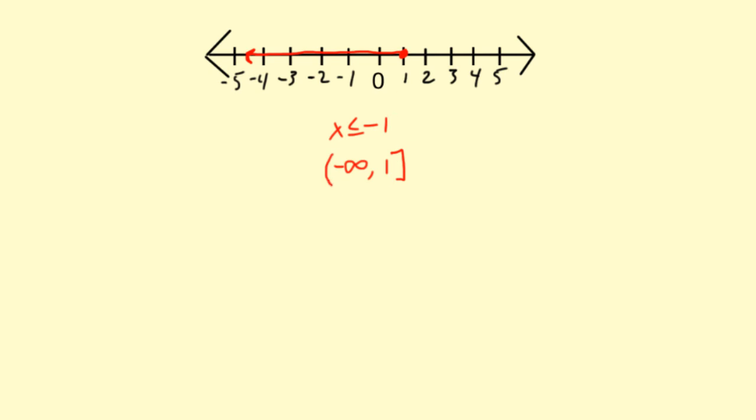Okay, so this is not a bounded interval because it goes forever to the left. It doesn't stop. There's no end. But there is a bound on the right because it stops at 1. So this one is half open, and also unbounded.